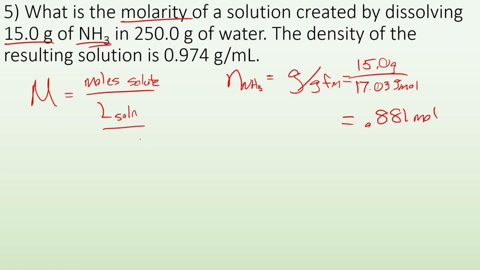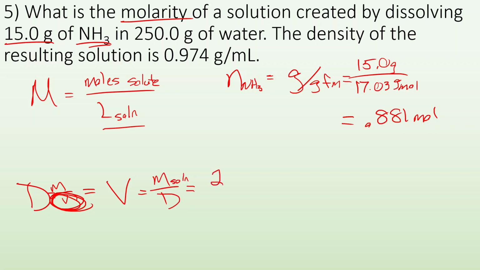Now my liters of solution, well, I know they told me the density, so I might need to use that. Density is mass over volume. I'm trying to get volume, so let me rearrange. I get volume equals mass divided by density. Now the mass of the solution is 15 plus 250, so it's really 265 grams of solution, and they tell me the density is 0.974 grams per milliliter.